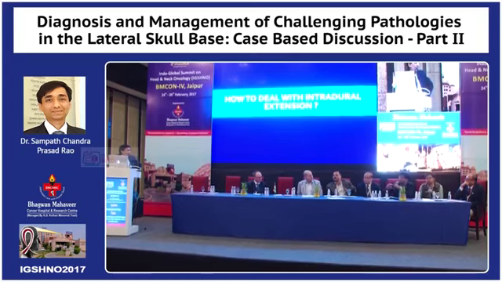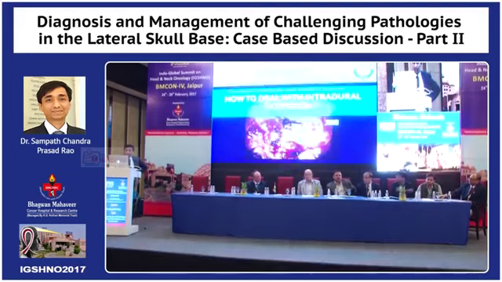Yes, so you can take it out and fix it up with the fascia maybe or something else. Then you can pack the cavity with the fat. With fat. Okay. Any other opinion? That's fine. Anything to add to this? Nothing. So this is exactly what we did.